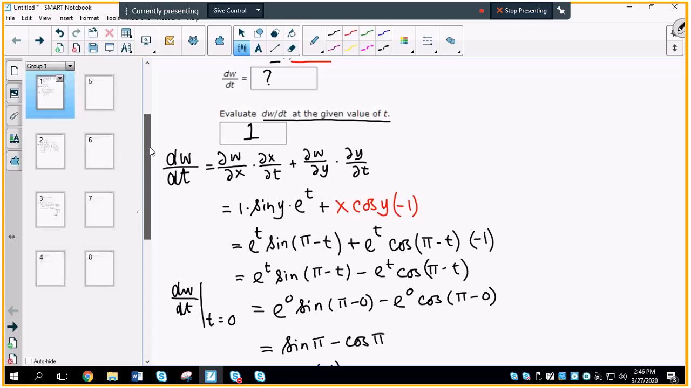So we'll carry on to our next example, and remember our general chain rule formula. It depends on how many variables you have. If you have more than one variable, then write them as partial derivatives with respect to each of the variables and multiply by the partial derivative of that variable with respect to the time t.